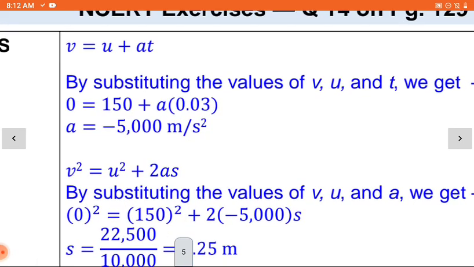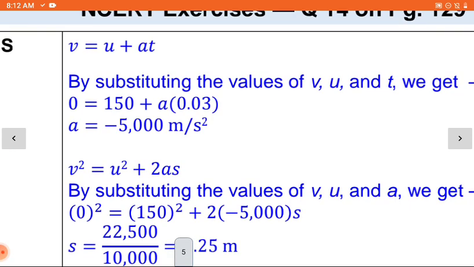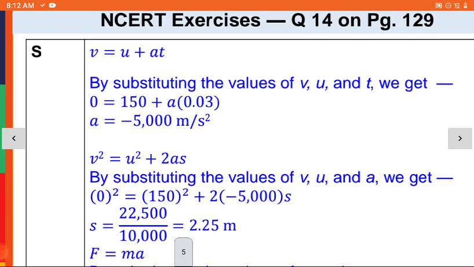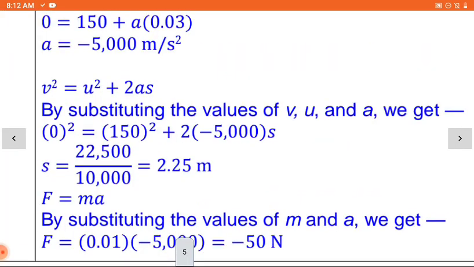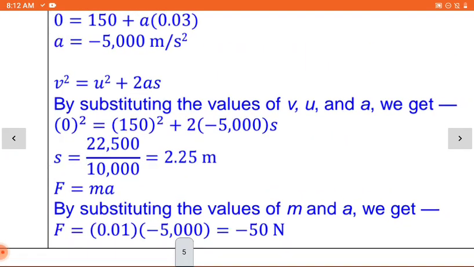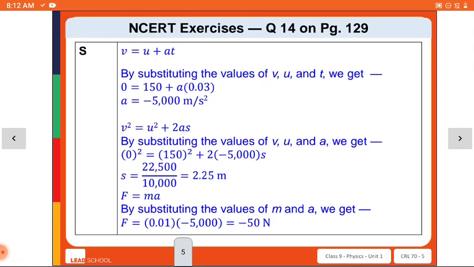According to the third equation of motion, v square is equal to u square plus 2as. We substitute the values and calculate the distance. Distance is 2.25 meter, and force exerted, by Newton's law, is mass into acceleration. Mass is 0.01, acceleration is minus 5000. So after calculating the values, the force exerted on the bullet by the wooden block is minus 50 Newton.